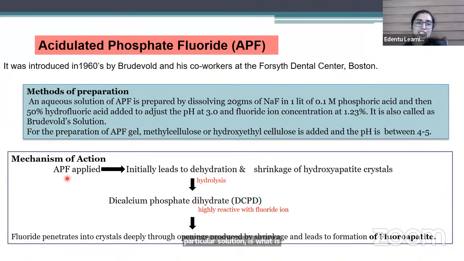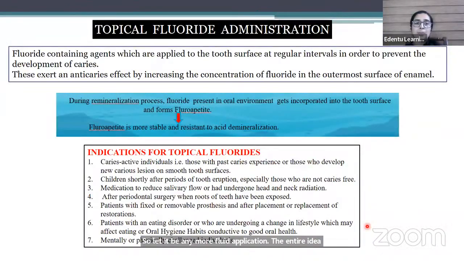Talking about the mechanism of action, the applied APF initially leads to dehydration and shrinkage of the hydroxyapatite crystals, and it undergoes hydrolysis, because of which dicalcium phosphate dihydrate forms, a highly reactive element with fluoride ion. Thus the fluoride penetrates deeply into the crystals through the openings produced by the shrinkage, and leads to the formation of fluorapatite. Whatever the mode of fluoride application, what we ultimately want is fluorapatite, which, as I discussed previously, is more stable and resistant to acid demineralization.